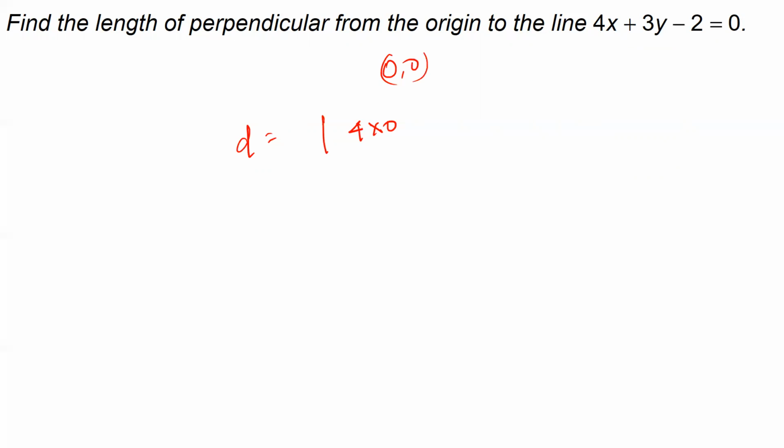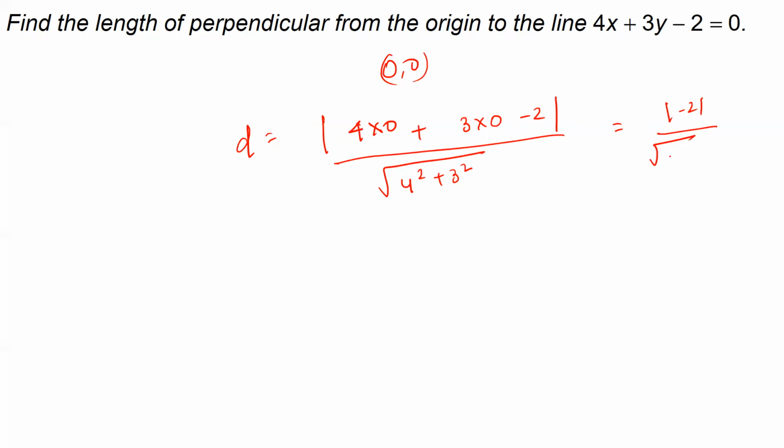So we have 4 into 0 plus 3 into 0 minus 2 divided by root over 4 square plus 3 square, which is equal to mod of minus 2 divided by root over 16 plus 9, which is equal to 2 by root 25. Why 2? Because modulus of minus 2 will make this a positive 2. So 2 by root 25, which is 2 by 5 units, is my final answer.